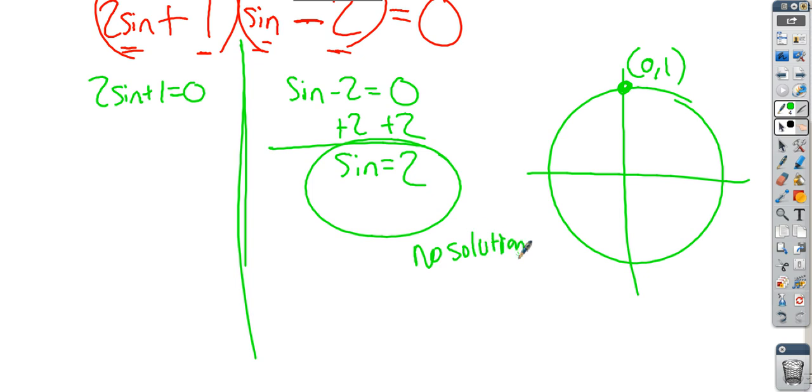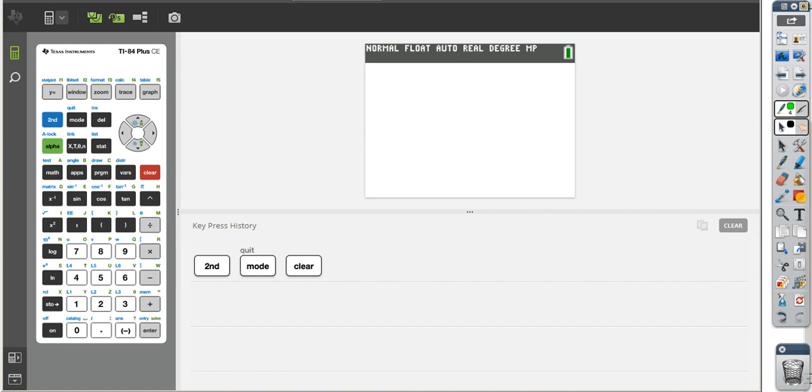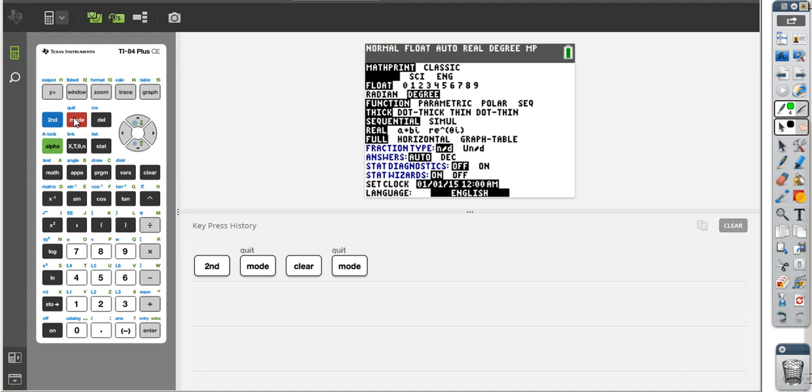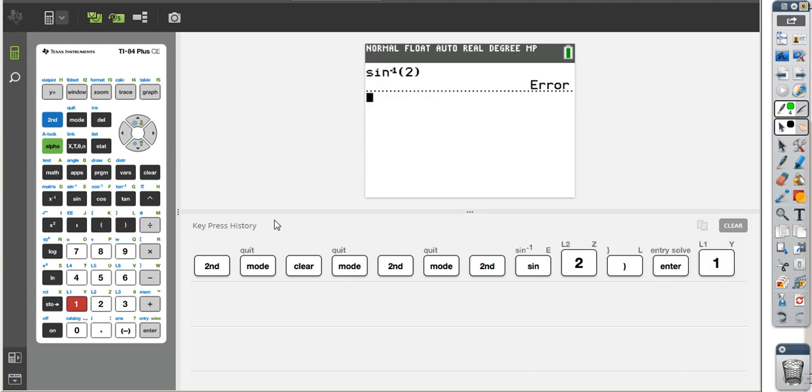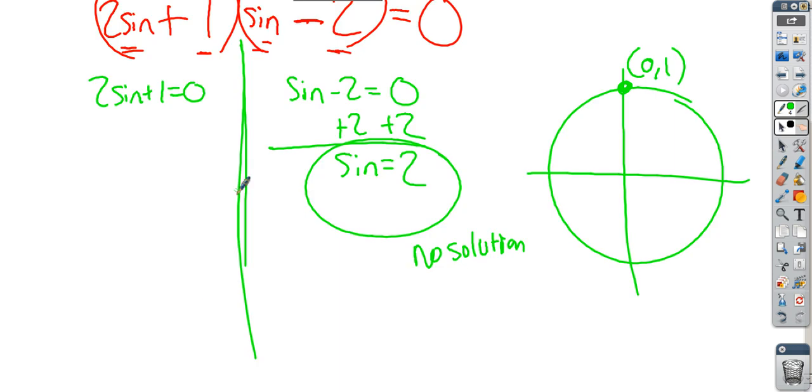And just to prove it to you, I'll put it in the calculator. We'll do the inverse sine of 2, and we should get an error. Make sure we're in degrees here. Actually, in this case, we probably should be in radians, but it doesn't matter for this problem. So inverse sine of 2, and you can see you get an error. That's impossible. Remember, sine is opposite over hypotenuse. That would be like saying the opposite side is twice as big as the hypotenuse, and that's impossible. Hypotenuse is the biggest side in a triangle. Okay, so that one has no solution.